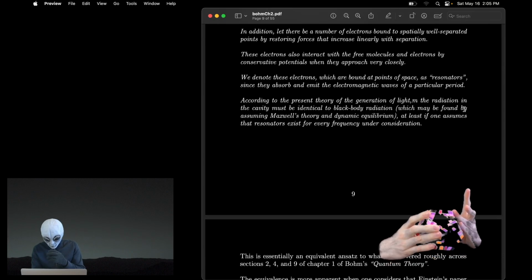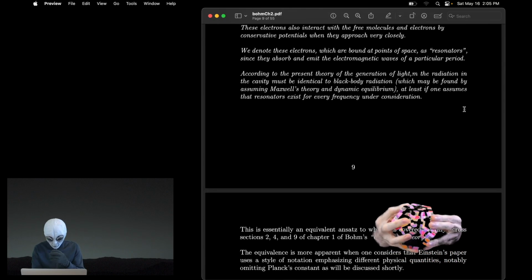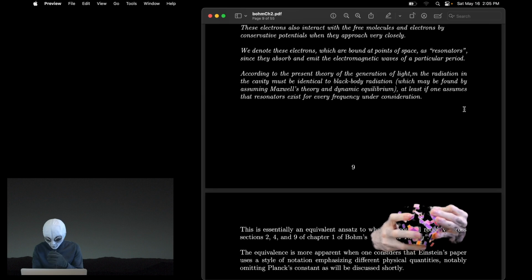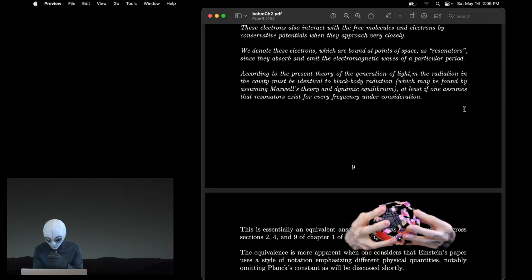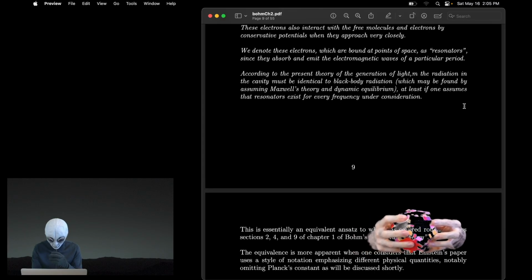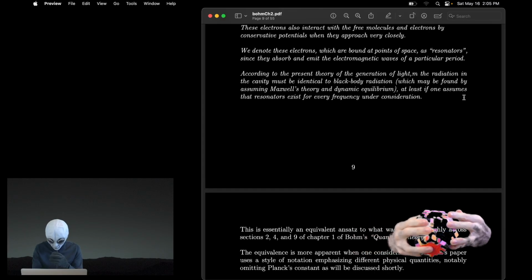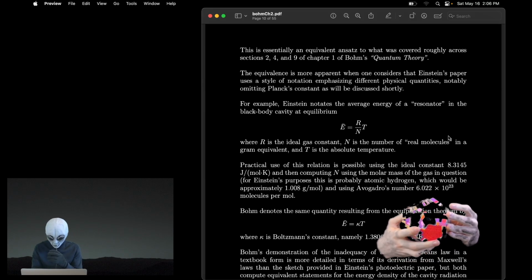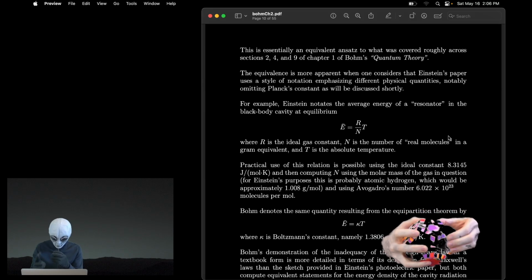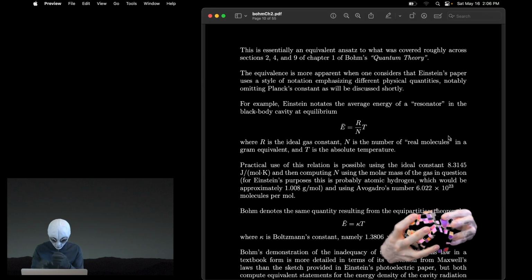According to the present theory of the generation of light, the radiation in the cavity must be identical to blackbody radiation, which may be found by assuming Maxwell's theory in dynamic equilibrium, at least if one assumes that resonators exist for every frequency under consideration. This is essentially an equivalent ansatz to what was covered roughly across sections 2, 4, and 9 of Chapter 1 of Bohm's quantum theory.